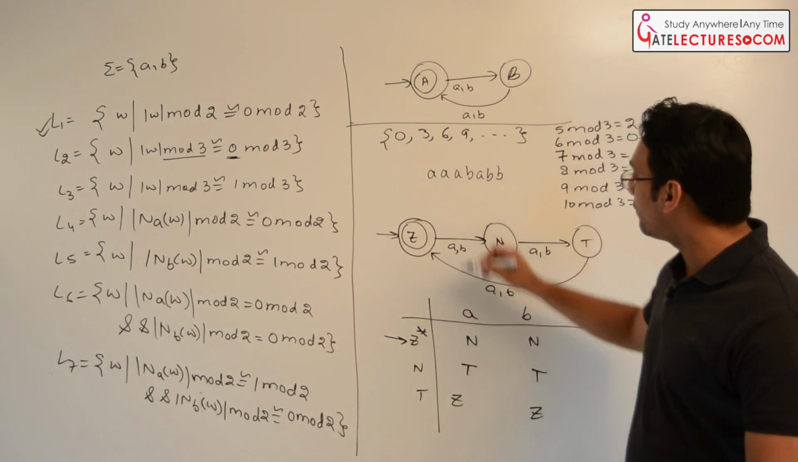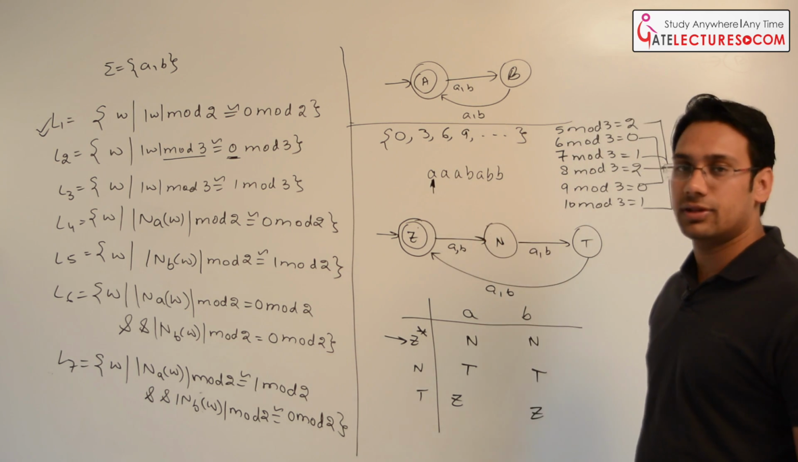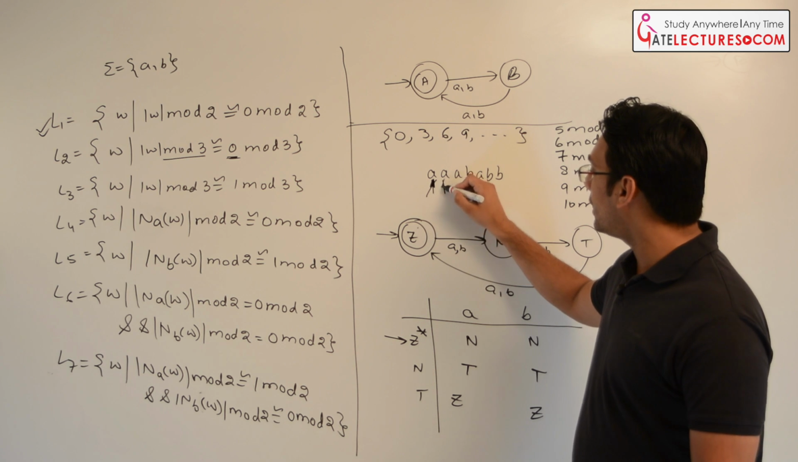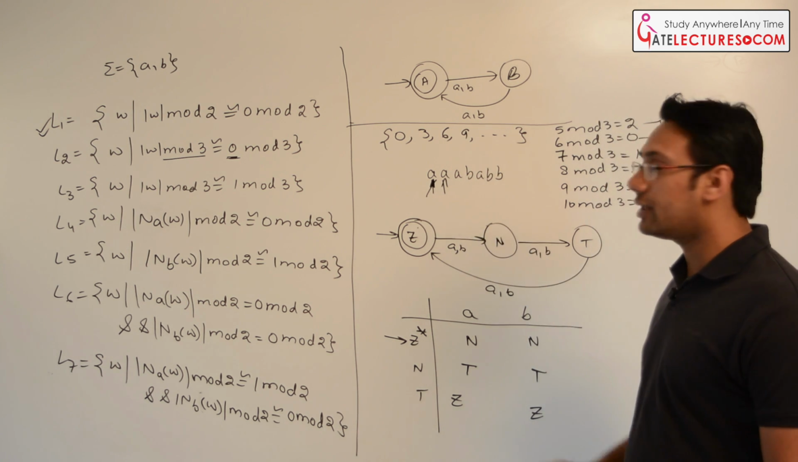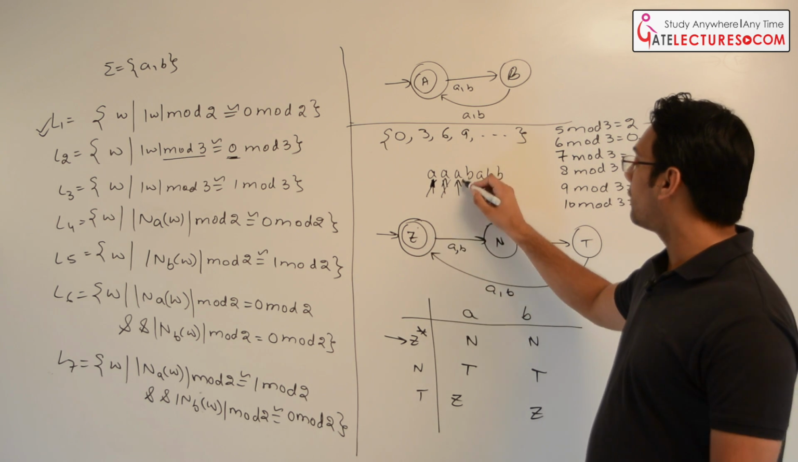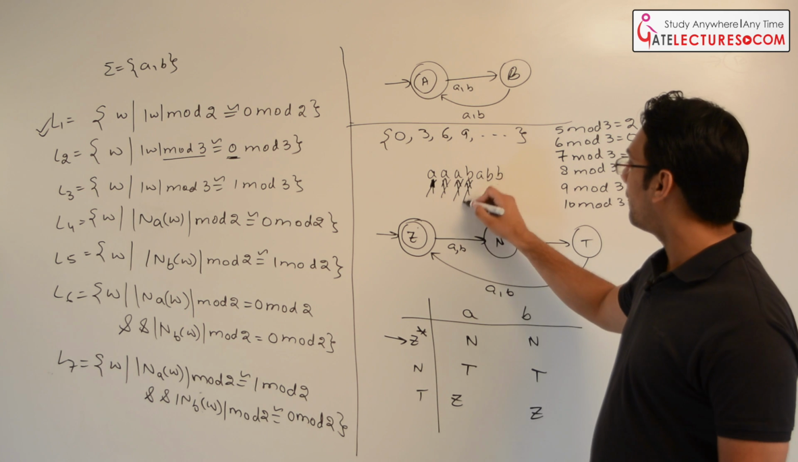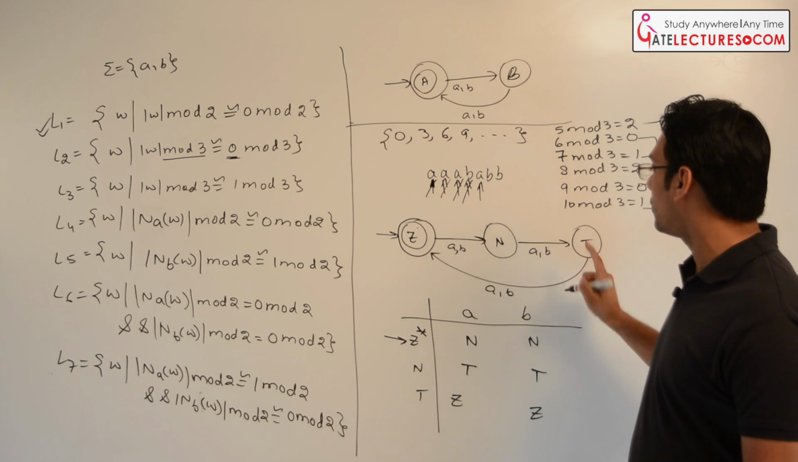Now for this string, if we read a single A, then from Z we will make a transition from Z to N. After reading the second symbol, we will make a transition from N to T. After reading the third symbol, we will make a transition from T to Z. After reading the fourth symbol, we will make a transition from Z to N. After reading the fifth symbol, we will make a transition from N to T.